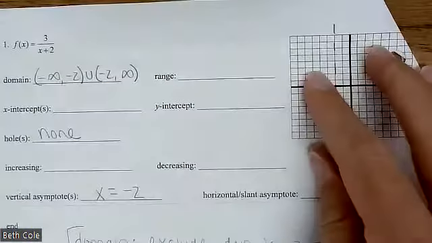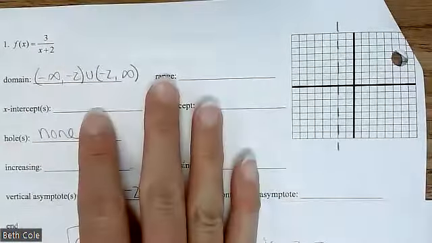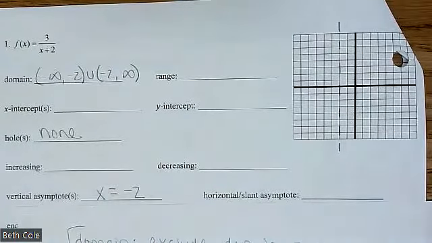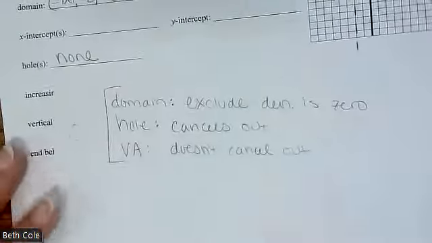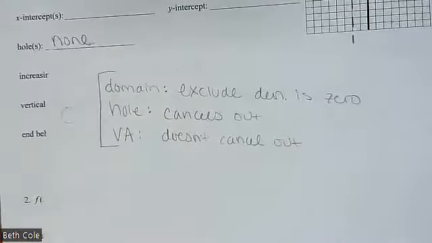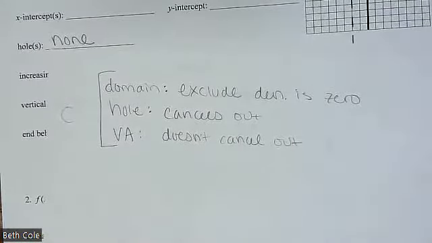I build the graph as I come up with the stuff, because then you're doing it one piece at a time. So that's my suggestion. Do those 3 things together. Whatever gets excluded from the domain is going to become either a hole or a vertical asymptote. So those 3 things kind of go together.